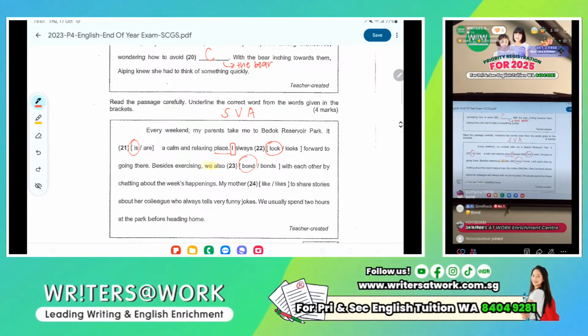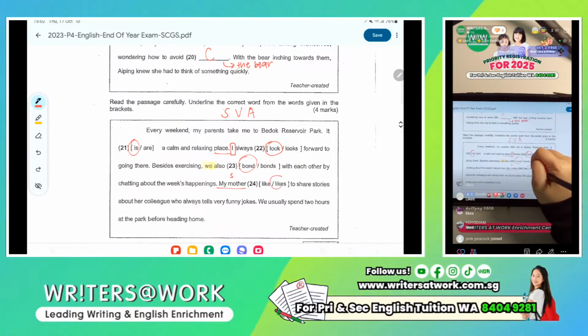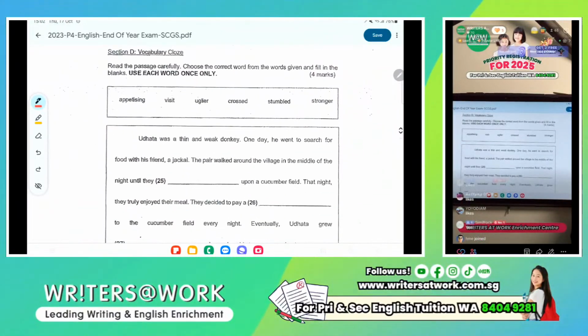My mother likes to share stories about her colleague who always tells very funny jokes. We usually spend 2 hours at the park before heading home. Okay, my mother likes. Yes, because my mother is singular. So the answer will be likes with an S. Okay, very well done. Let's go on to vocab cloze.